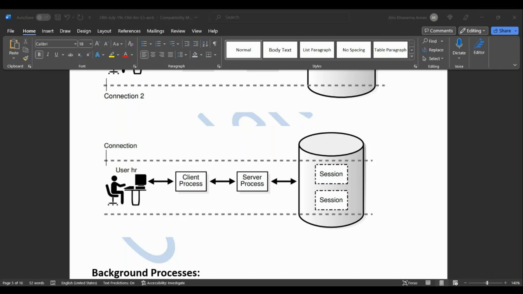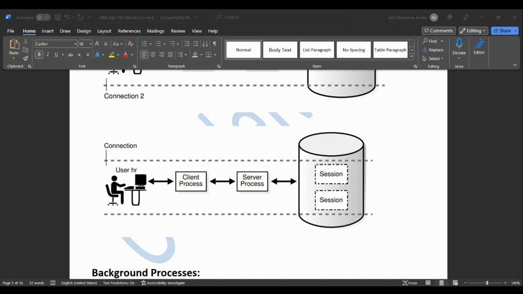Now what will the server process do? Server process will perform some tasks. First one is it will parse and run SQL statements through the application, including creating and executing the query plan. Then it will execute PL/SQL code. It will read data blocks from the data file and put them into the database buffer cache. And it will return results in such a way that the application can process the information. Okay, so this is the task of server process.